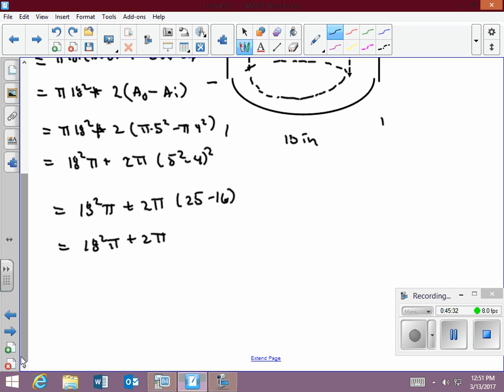What's that, 9? Mm-hmm. So that's another 18, right? 18 squared pi plus 18 pi, 18 pi comes out, times 18 plus 1. So that's 18 times 19 times pi. Whatever that comes out to be. That's it.